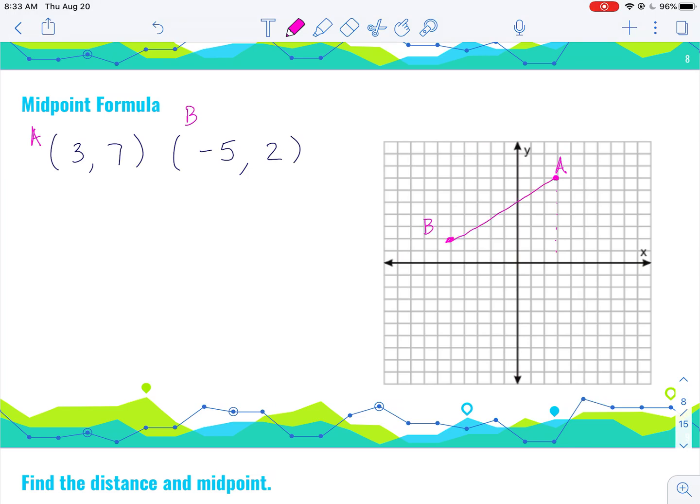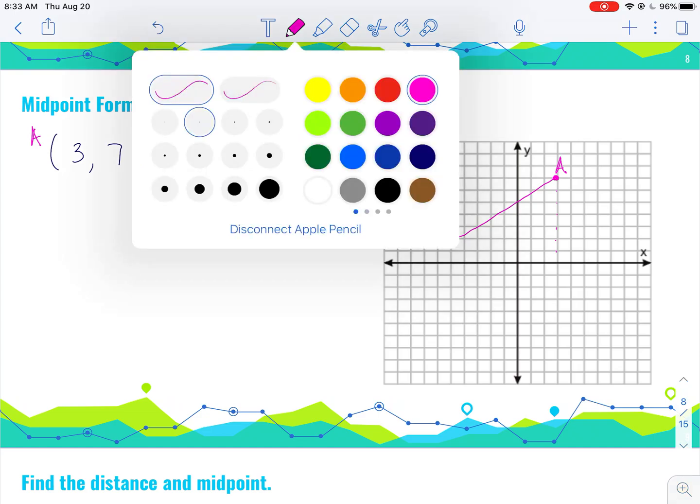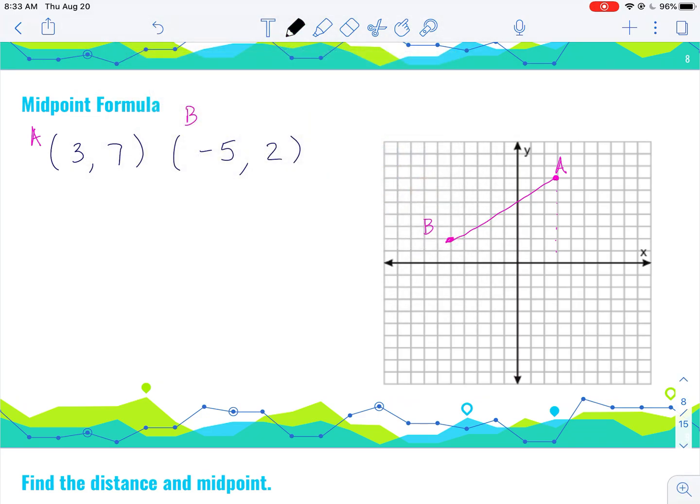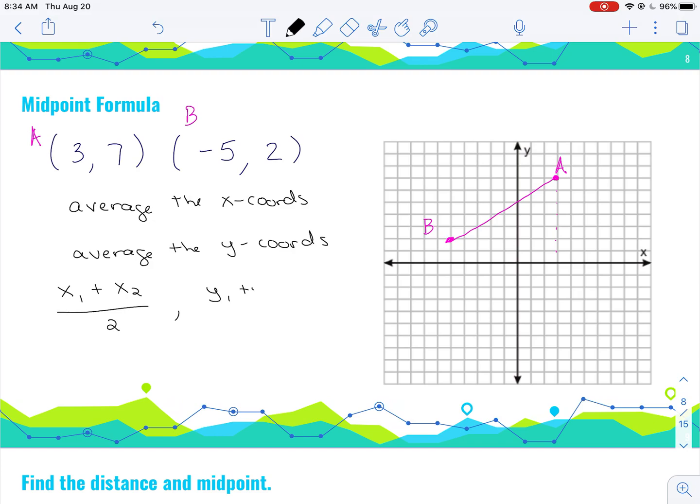And so I want to find the middle of those segments. Well, if you want to find the middle of two numbers, you average them. So you're going to average the x coordinates, and you're going to average the y coordinates. So to find an average, you add them together and divide by 2. So you're going to take x1 plus x2 and divide by 2. You're going to take y1 plus y2 divide by 2, and that's going to be your midpoint formula.